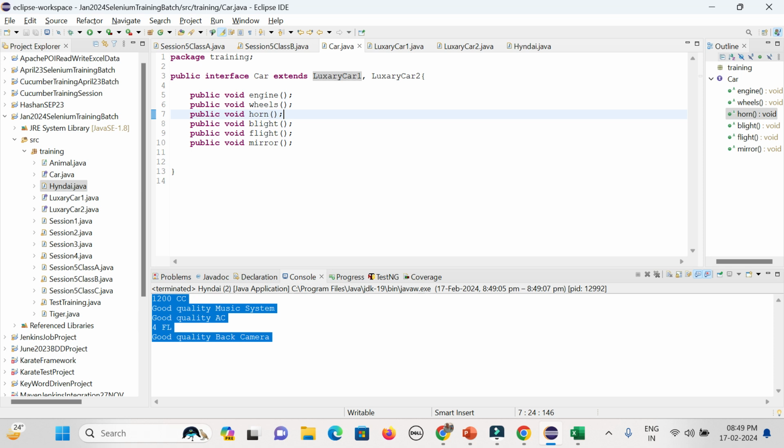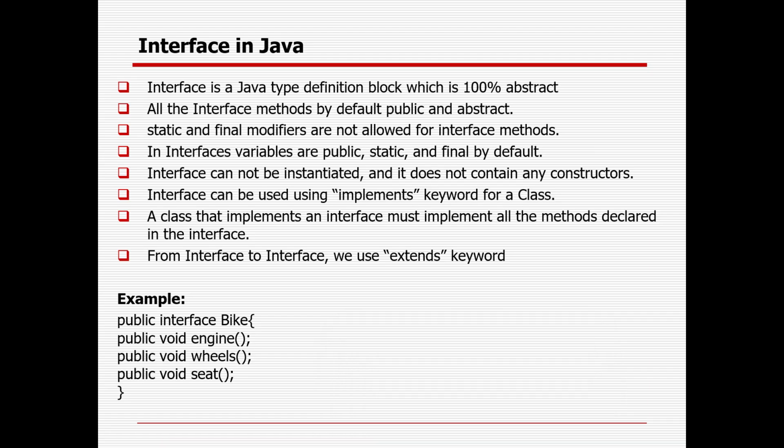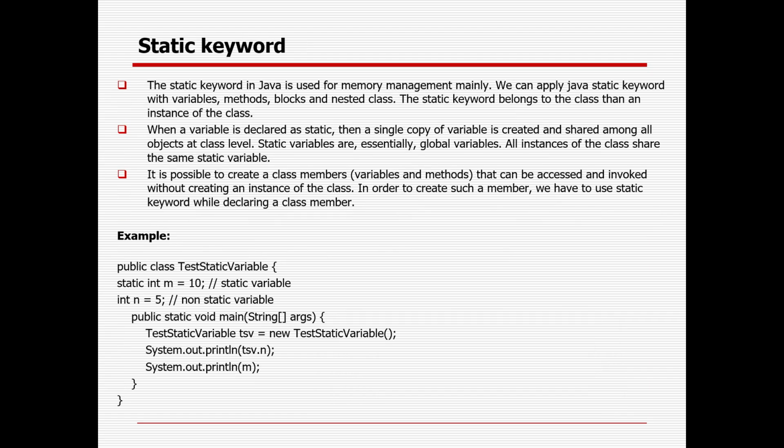without any body. Though you are not giving any abstract keyword, by default your method will be abstract in nature because this is an interface. Similarly, that is the important point: your interface should have all the methods as 100% abstract in nature.